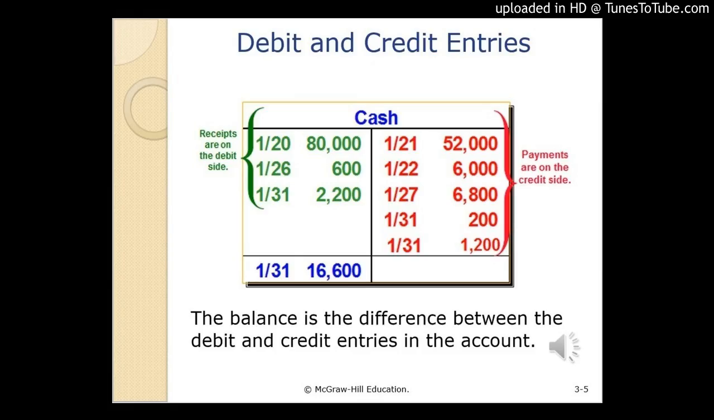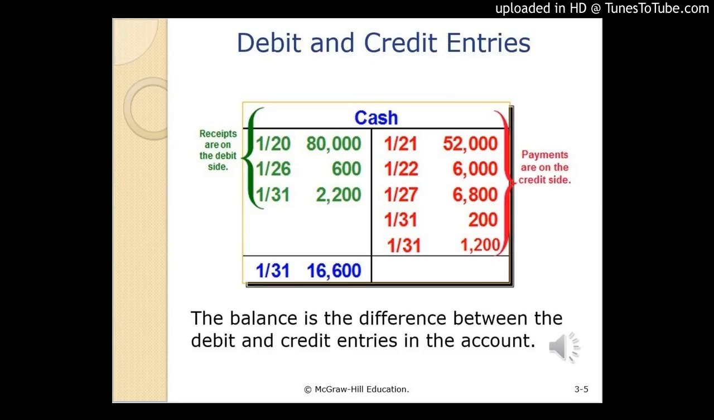So just keep working our way on down. What happened on 1/20? We increased it by $80,000. 1/21, we decreased it by $52,000. Next transaction's 1/22, we decreased it again, or credited it, by another $6,000 cash. What's the next transaction? 1/26, we debited for $600, increased it. 1/27, we credited it for $6,800. And then 1/31, we debited it for $2,200 and then credited it for $200 and $1,200.